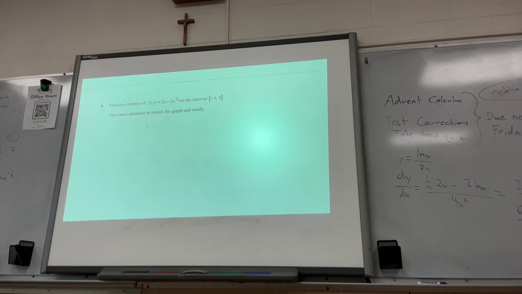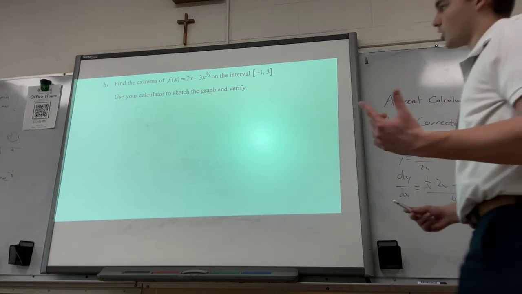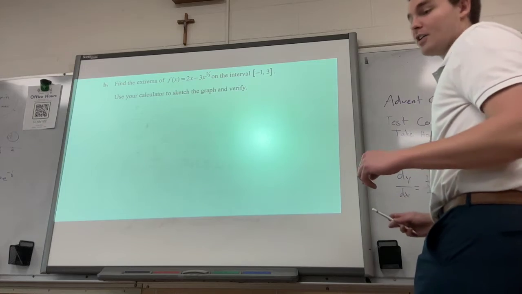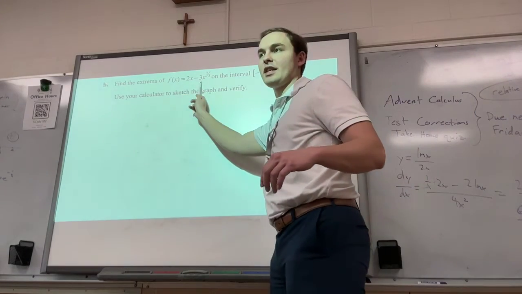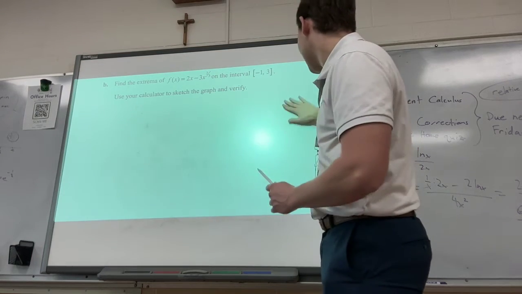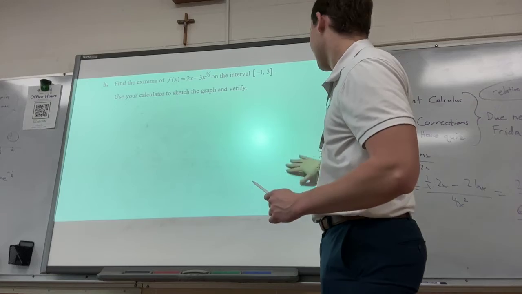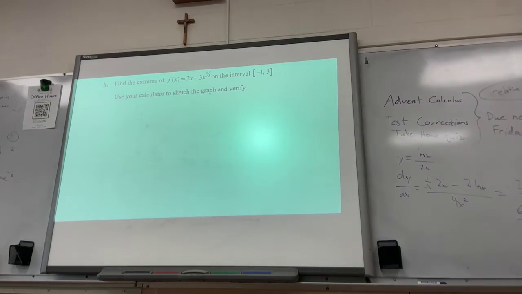So let's continue practicing this. Find the extrema of this function on the interval that they gave us. What we're going to do is find all of the relative extrema and plug those into f. Then we're going to plug the endpoints into f. Then we take that list of different values of f and pick the highest and the lowest. That'll be our absolute max and our absolute min.